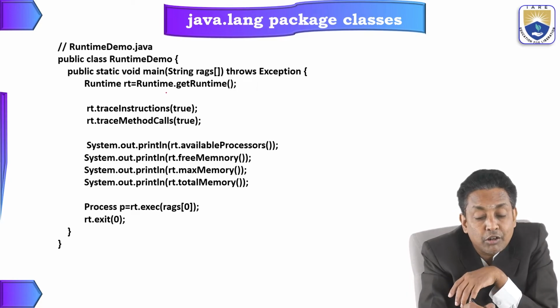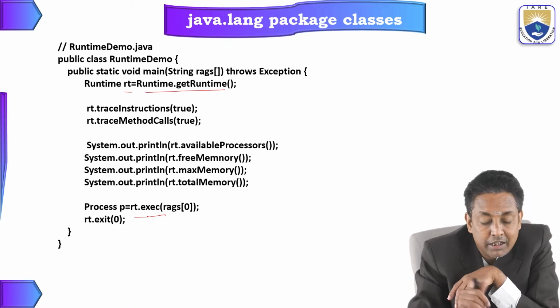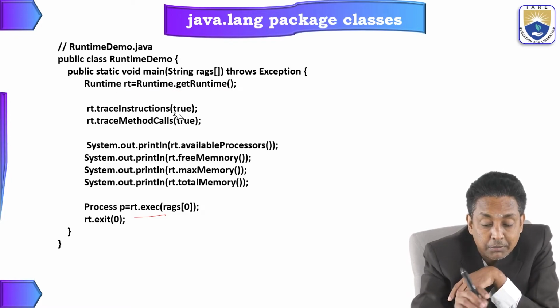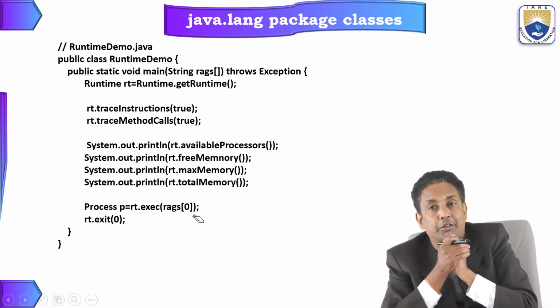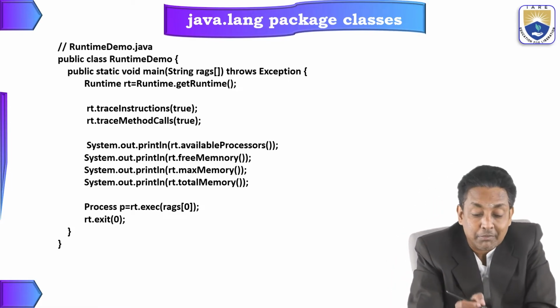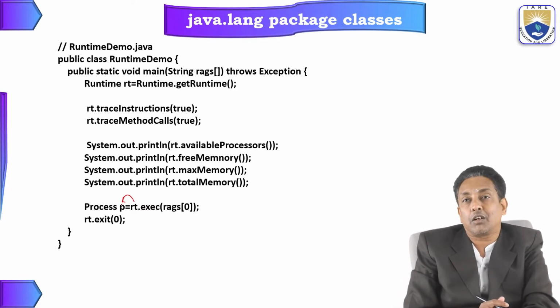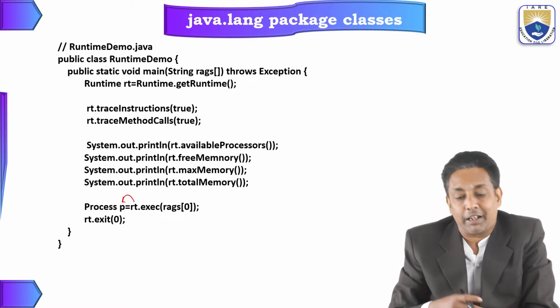So for that, what you have to do? If you call the Runtime.getRuntime method, you will get the runtime object, runtime.exec. You pass any executable file as argument here, the file will be executed. Remember, here after the Runtime class exec function call, a Process object will be returned.